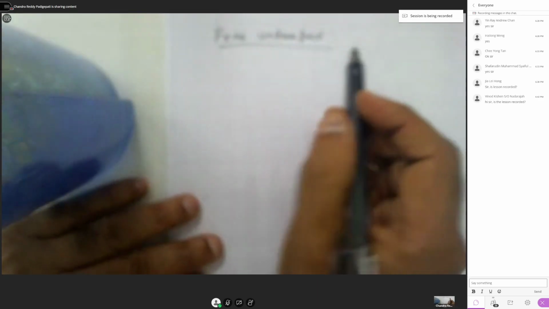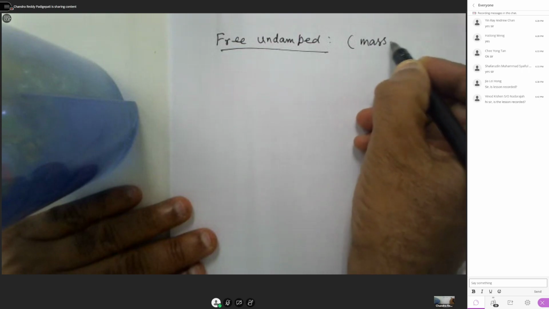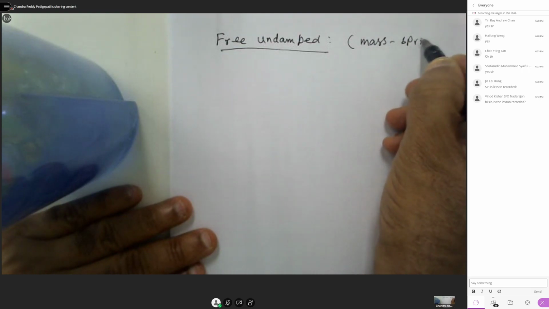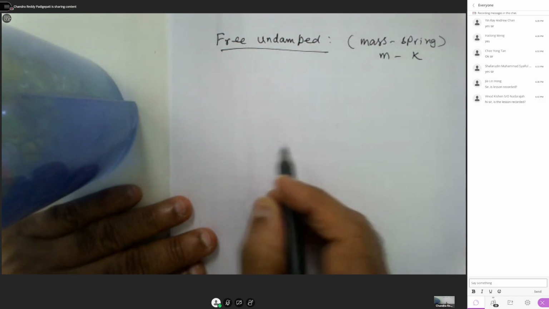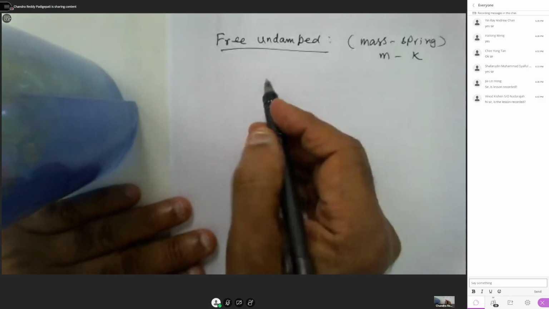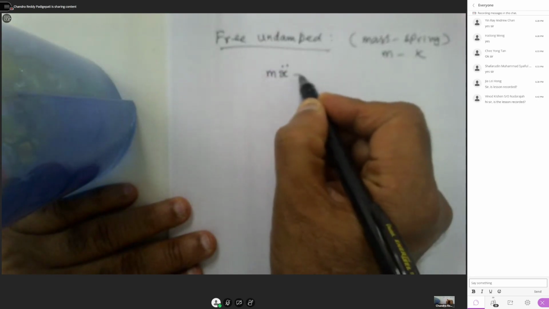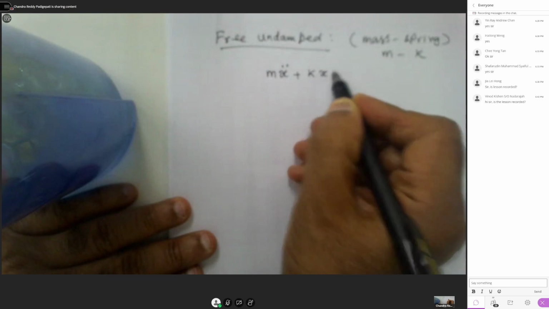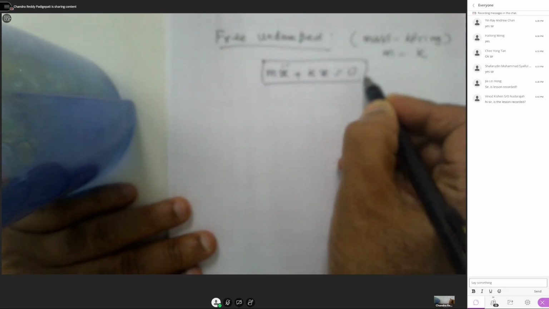Okay. So in the case of free undamped vibration, this refers to the mass and spring system. So we have only m and k. There is no damper. So in this case, the equation of motion we can simply write as m x double dot plus k x is equal to 0. So this is the equation of motion of the system.